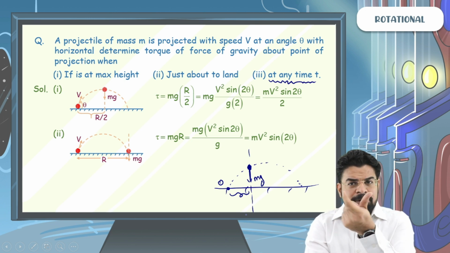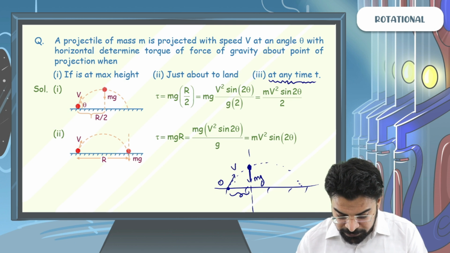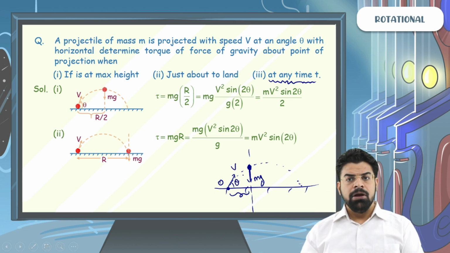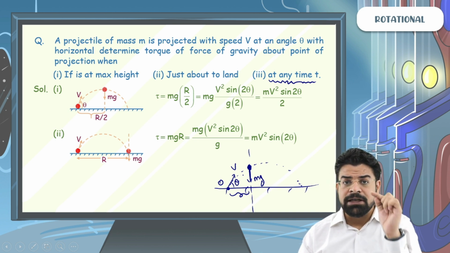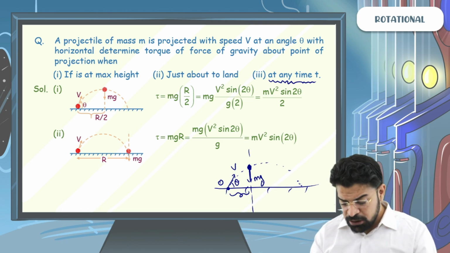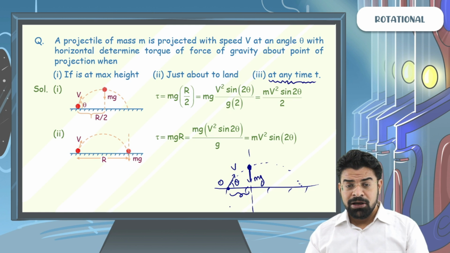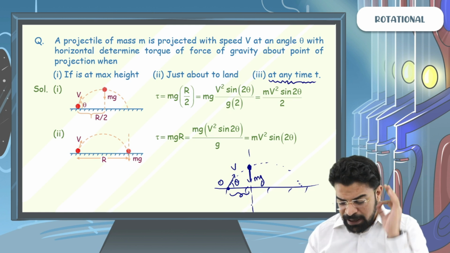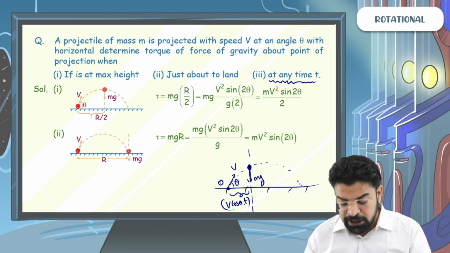So what will be this length at any time t? If projected with a speed v at some angle theta, during the entire journey, as there is no acceleration in the horizontal direction, the horizontal velocity remains constant. The horizontal velocity during the entire journey is v cos theta. So till any time t, the horizontal displacement will be v cos theta into t.